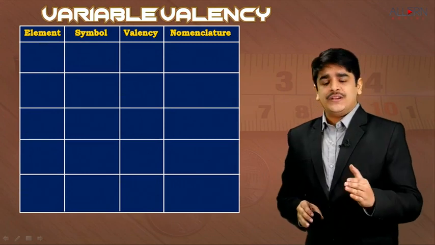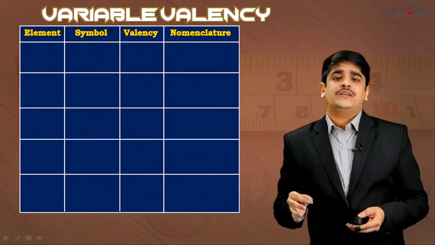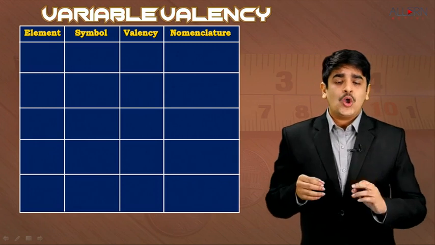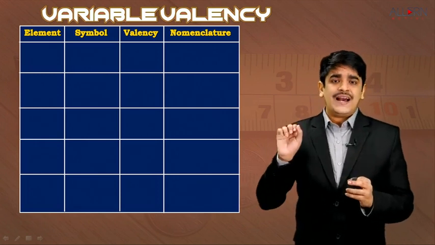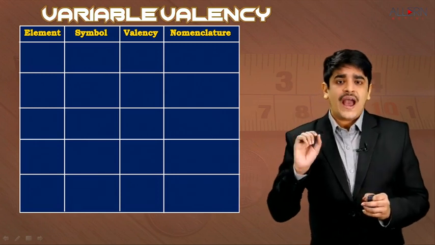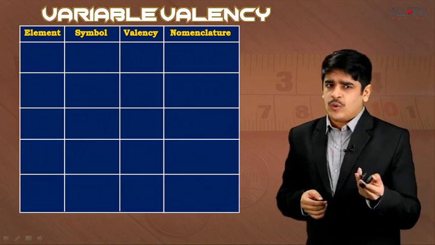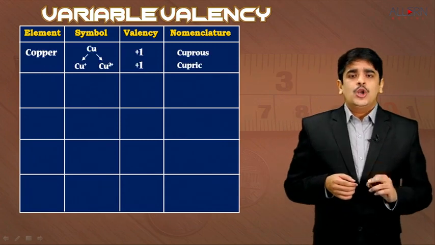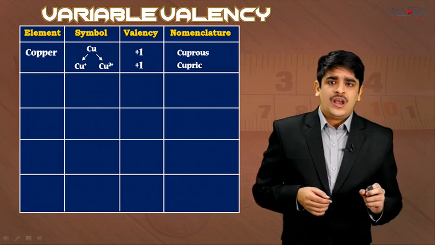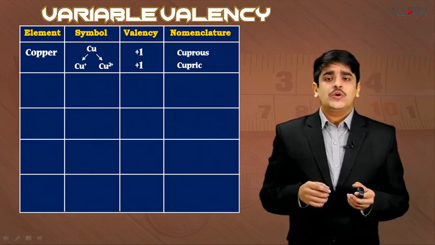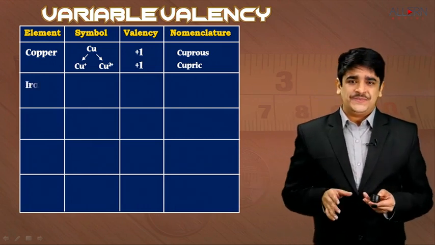Okay. Now there's a concept called variable valency. A single element, if it exhibits more than 1 valency at a particular time, it's called variable valency. Always the lower valency has a suffix of -ous and the higher valency has a suffix of -ic. What do I mean by that? Copper, lower valency +1, higher valency +2. So it is cuprous and cupric.